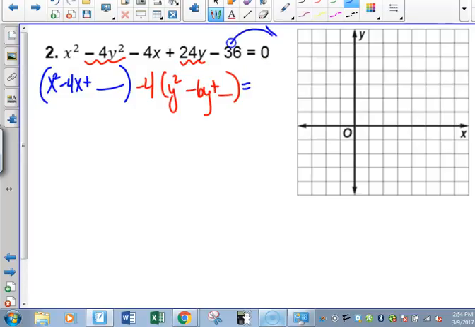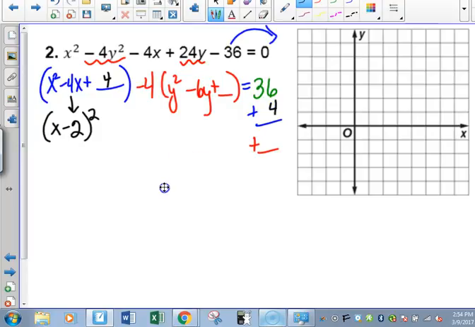And then I'm going to move this guy over to the other side so he'll become 36 plus something else, right? All right, when we complete the square for x, we take half and get 2, square it and get 4. What do we add to the other side? This 4. Then we have minus 4, and completing the square on the y gives us y minus 3, squaring that is a positive 9.